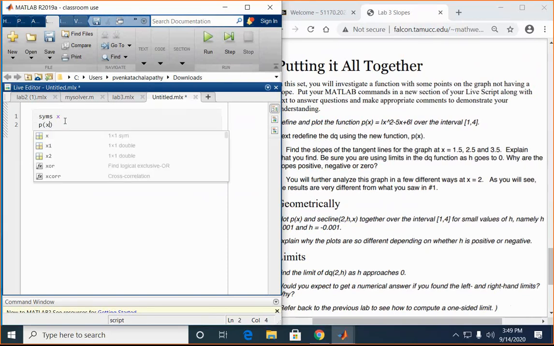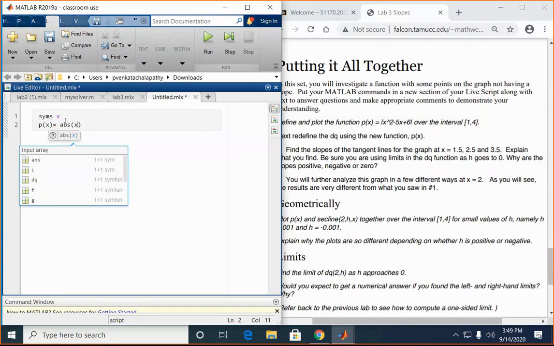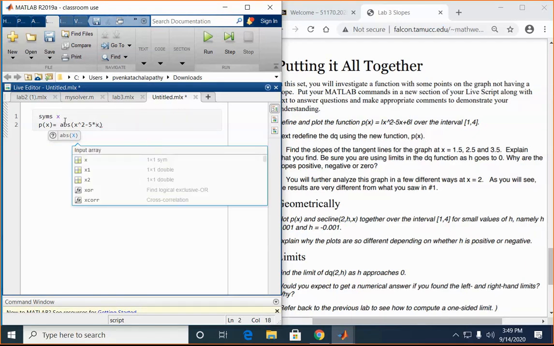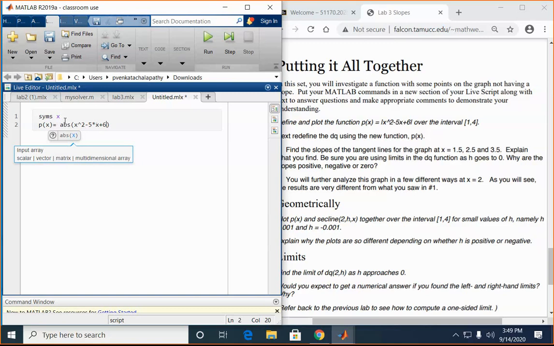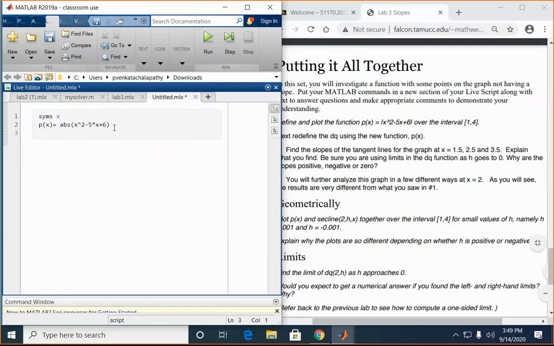P of x is equal to absolute, ABS is the command for absolute, x square negative 5 into x plus 6. Okay, this is how you input the equation in your MATLAB. For the interval 1, 4, how do you plot it? Use the command easyplot.